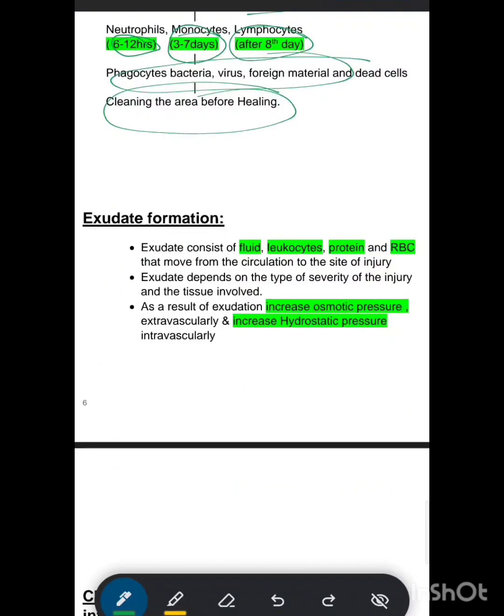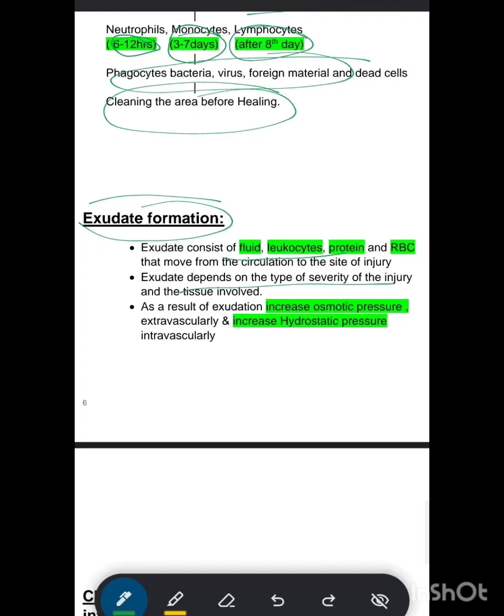The next inflammatory response is exudate formation. We have just learned that exudate formation is a result of the inflammatory process, and it consists of fluid, leukocytes, protein, and RBCs that move from the circulation to the site of injury. The types of exudate depend on the severity of injury, infection, and tissue involvement.